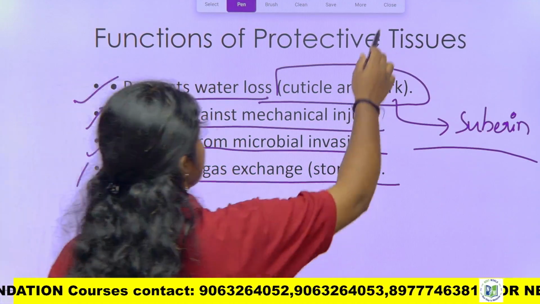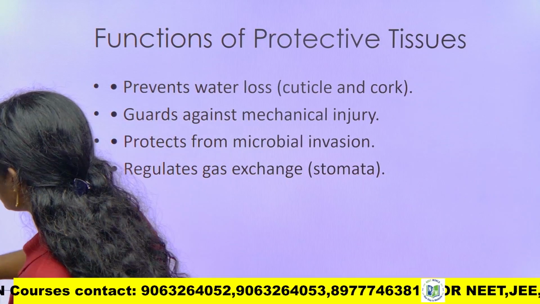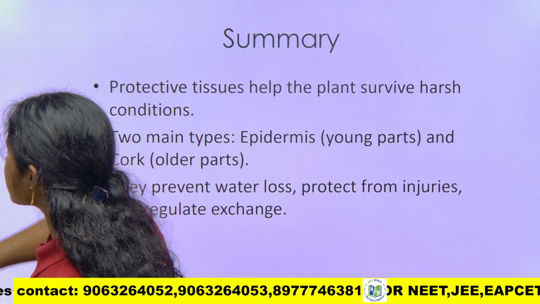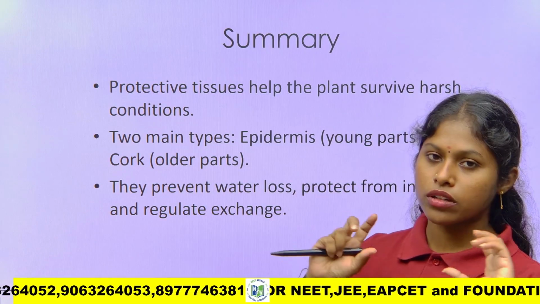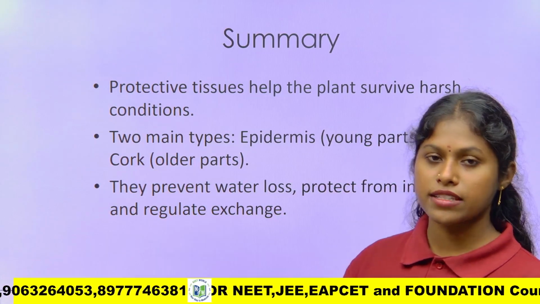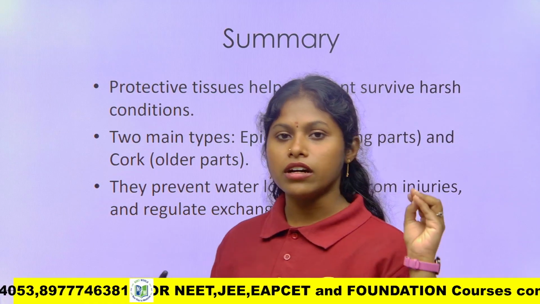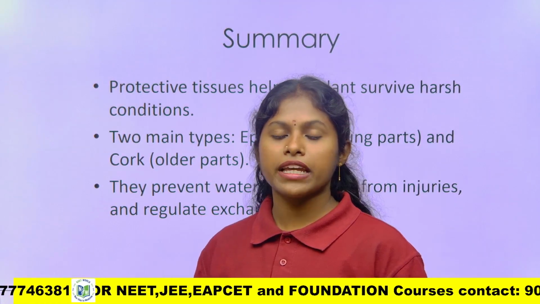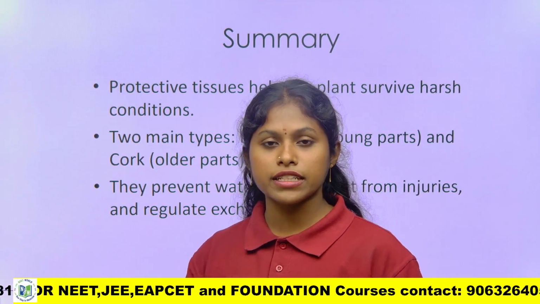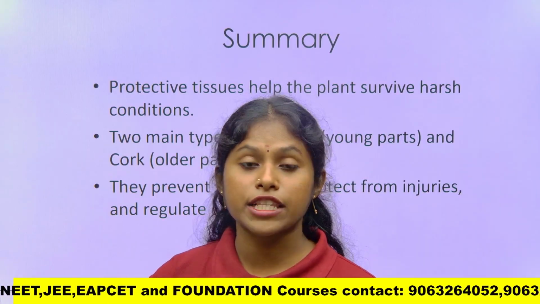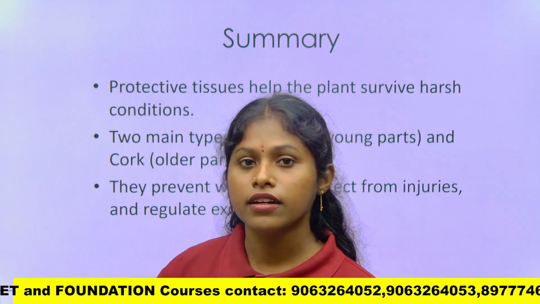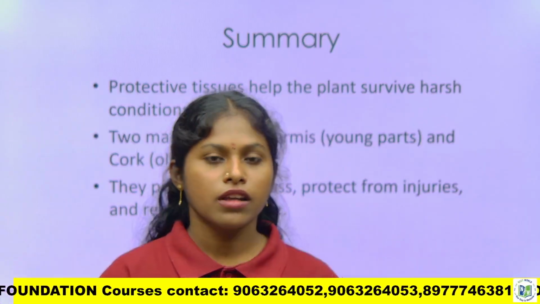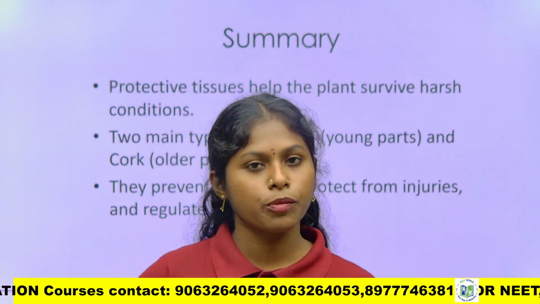So let's summarize this topic, children. It is a very small topic from these tissues. There are two types, epidermis and cork. The cork is the outermost layer mainly present in the older plants, and they have the deposition of cuticle. So it mainly avoids the transpiration rate, right. The cork is also a much stronger protective layer than the epidermis. The main deposition is suberin, right.